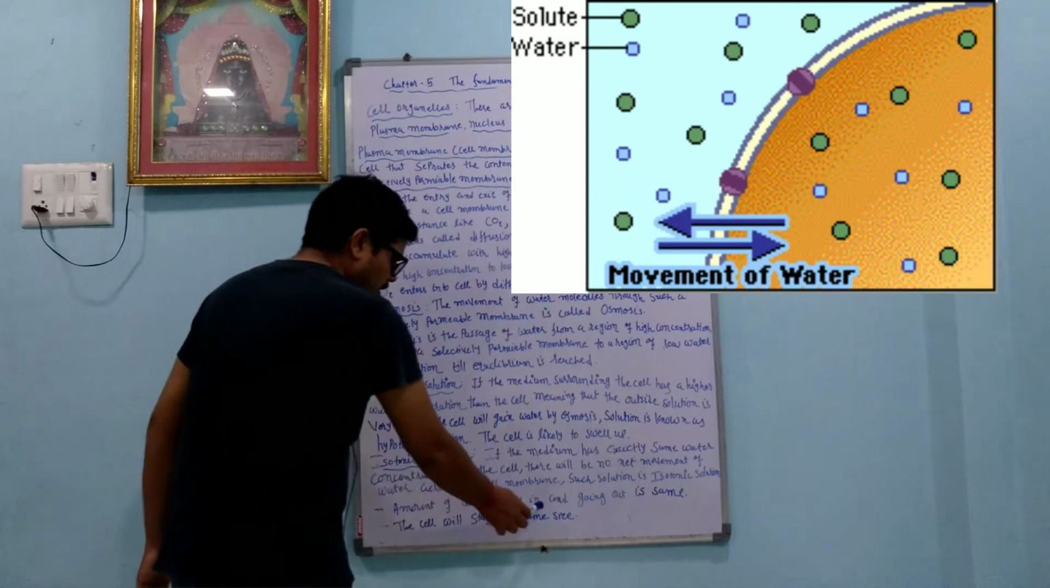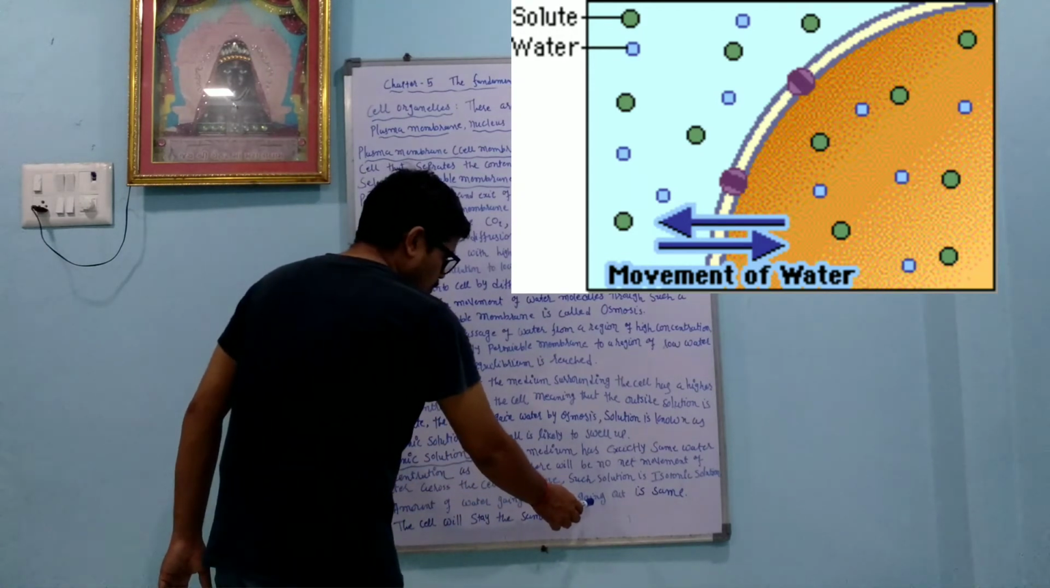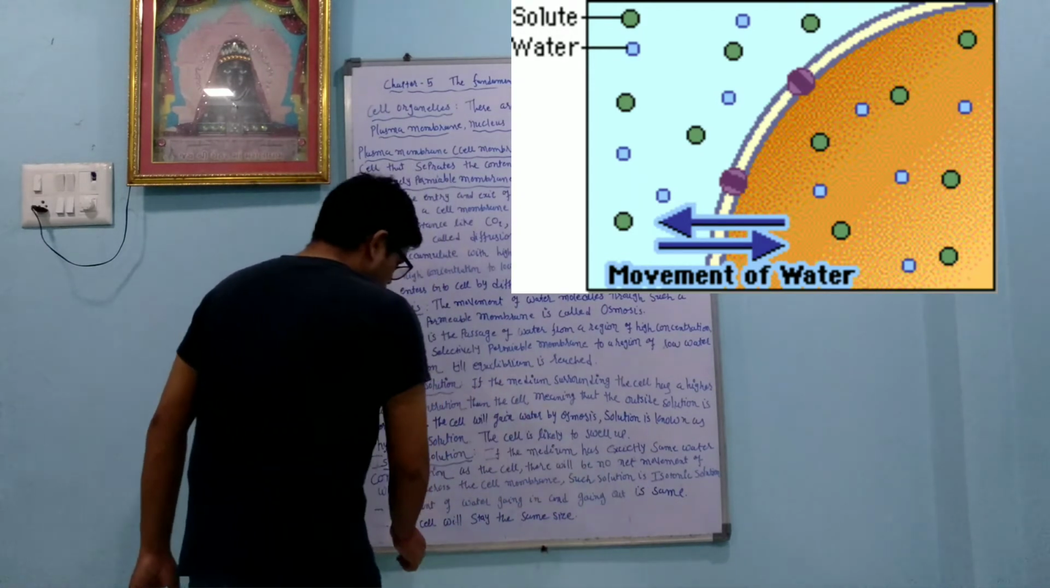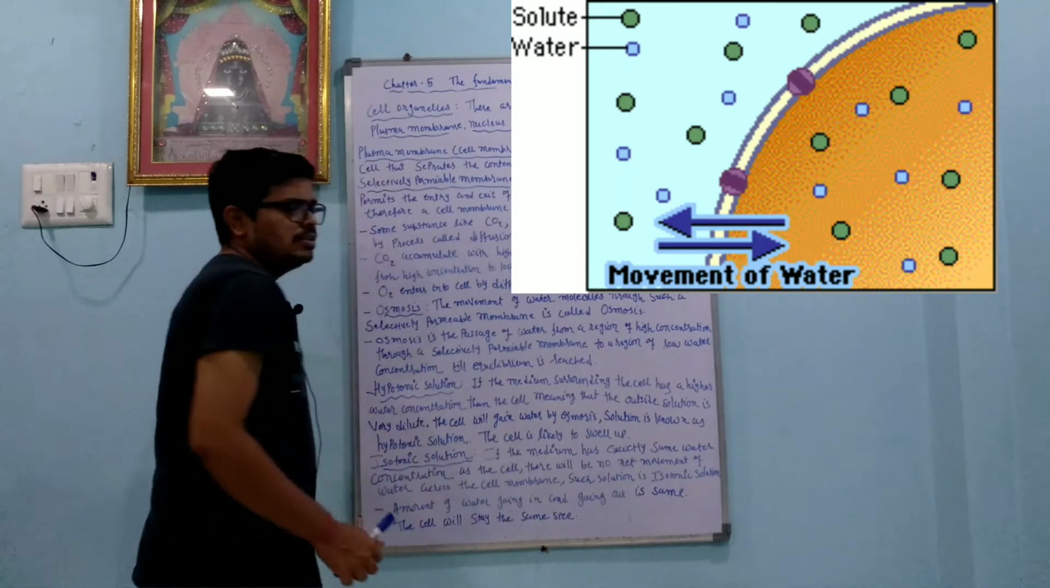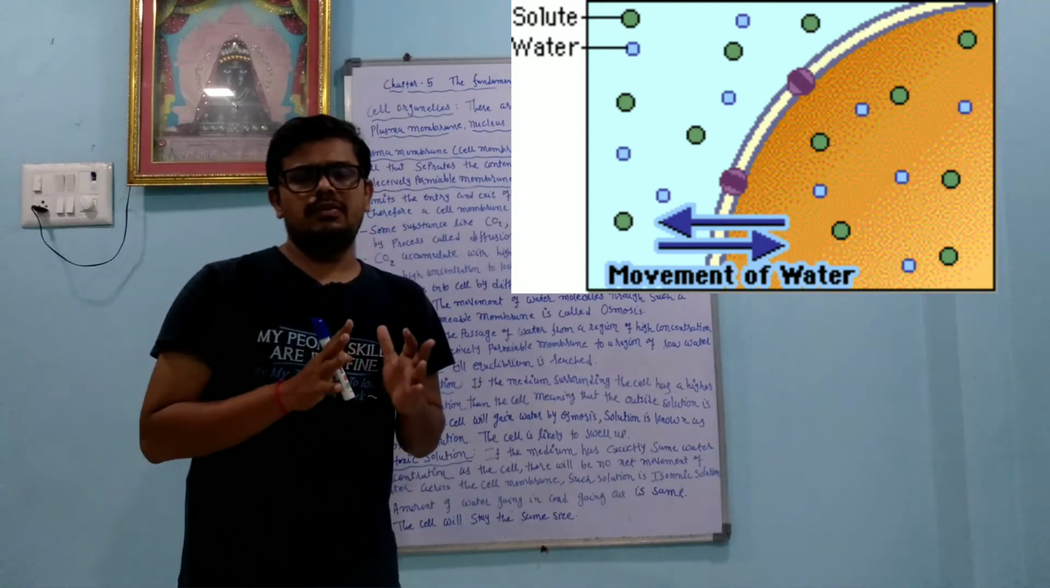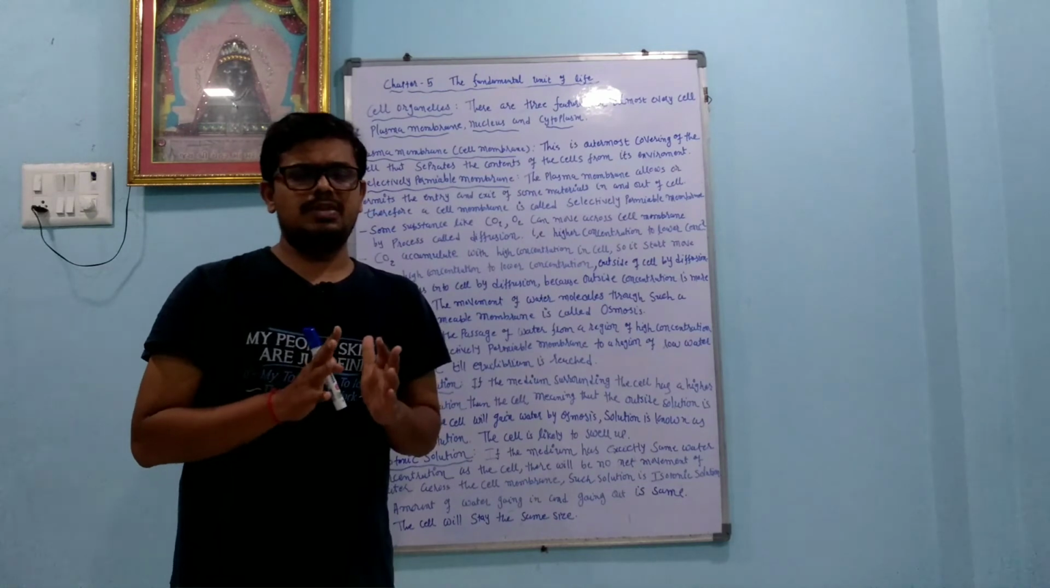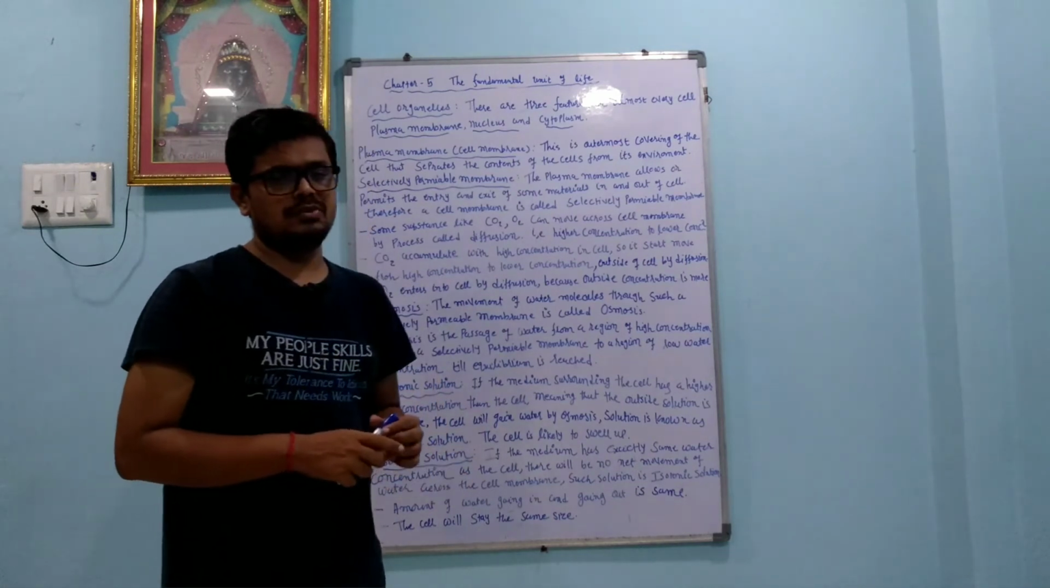The amount of water gaining and losing is the same, so the cell will stay the same size, and because of that it will remain the same size. That is called the isotonic solution.